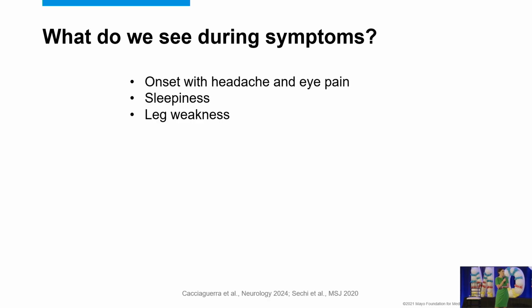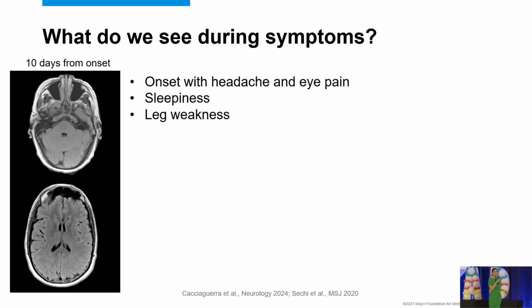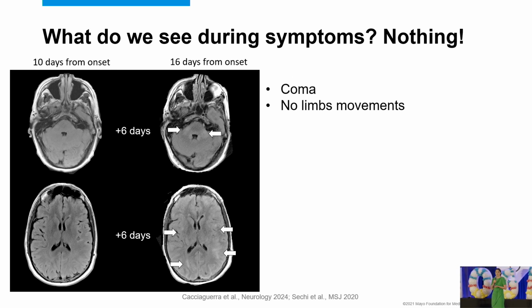Now, this is an example of how the story of a single patient can change our perspective on a disease. So again, what do we see during symptoms? This person had headache, eye pain, sleepiness, the legs could not really move. Then they had an MRI, and we cannot see those white spots that we expect. Then after a few days, this person is really disabled, in a coma, no limb movements at all.